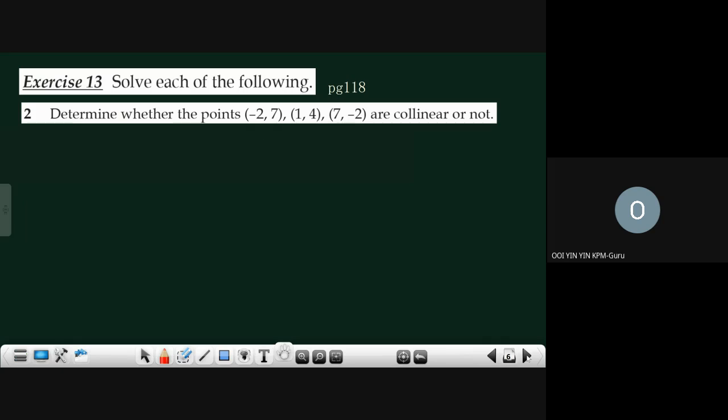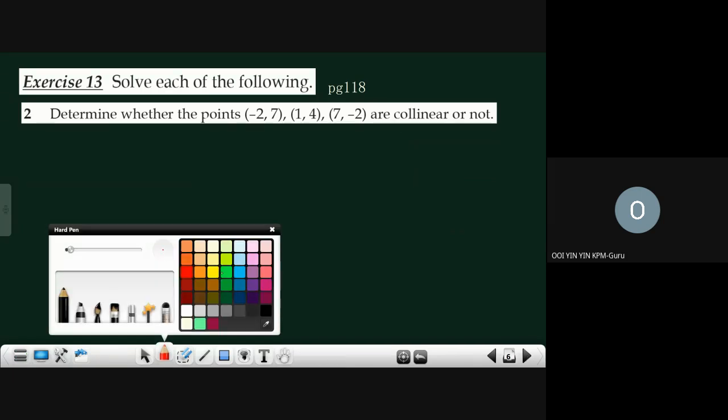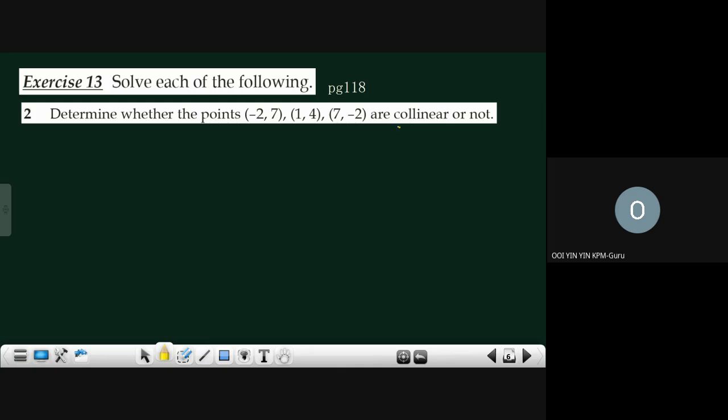Solve each of the following, page 118. These questions. Do you still remember the word collinear that we learned yesterday? Collinear, collinear. Yeah, this one. You are going to encounter this word a lot. Collinear means on one straight line. You will encounter it a lot in here and also later in chapter 8, vectors. That one also you will see a lot of collinear. So I hope that you understand what collinear is. That means one straight line.